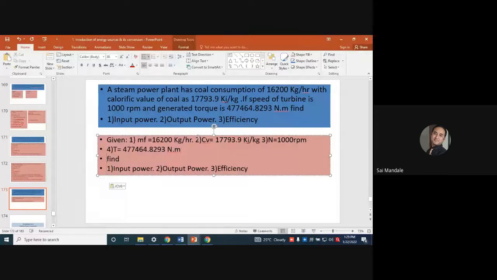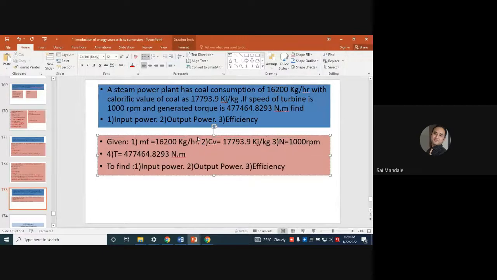So they ask us to find. Okay. So they told me to find out input power, output power, and efficiency. In order to calculate efficiency, we require input and output. So let us find out the input. Input is equal to MF into CV. So MF is there, CV is there. So what changes we have to do over here? 16200 kg per hour. So we require kg per second. So it is divided by how much?